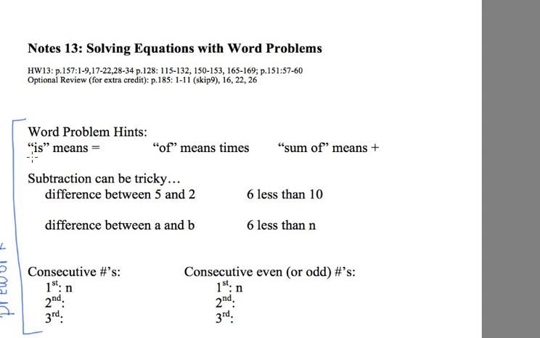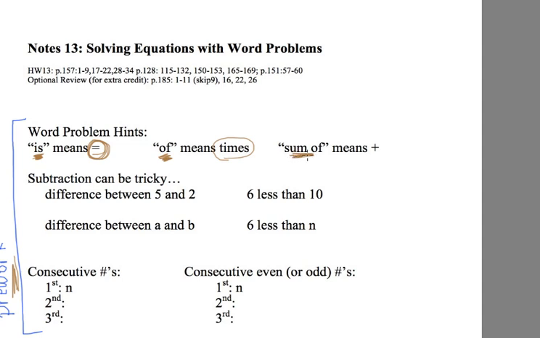Before we start in with the word problems, we'll start on a little bit of pre-work. When you're working word problems, sometimes it's helpful to exchange words with mathematical symbols. For example, anytime you see the word is, you can replace it with an equals sign. Anytime you see the word of, you can replace it with multiplication or times.